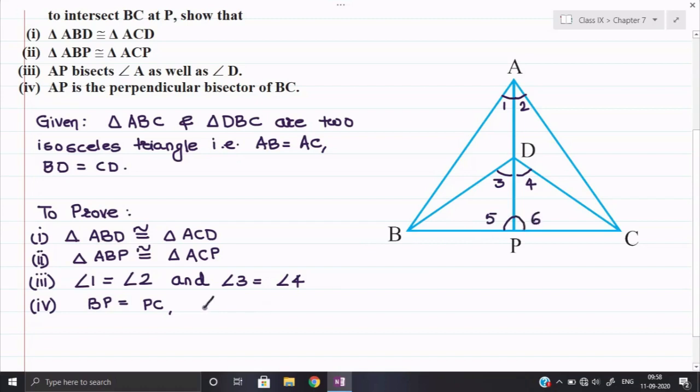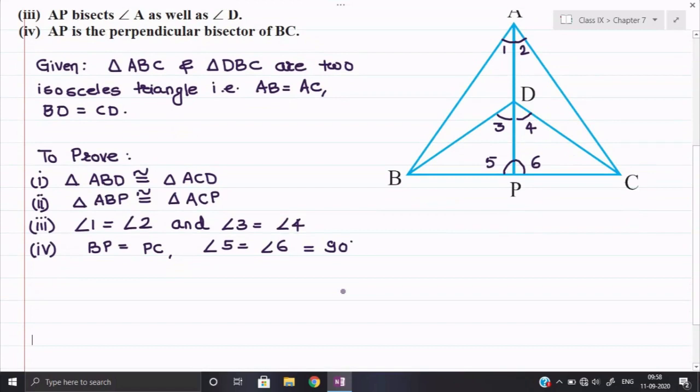So angle 5 I need to show equal to angle 6 is equal to 90°, because if I am able to prove both the angles are equal to 90°, I can say that AP is perpendicular to BC, and since AP is bisecting BC, so it will be a perpendicular bisector. Okay, so these four things we need to show here. Let us see how we can prove it.